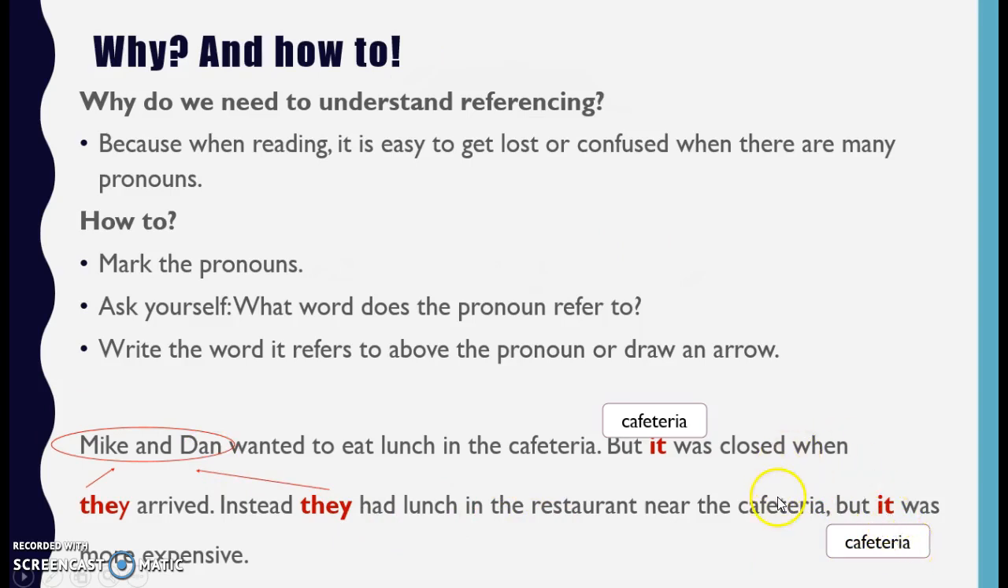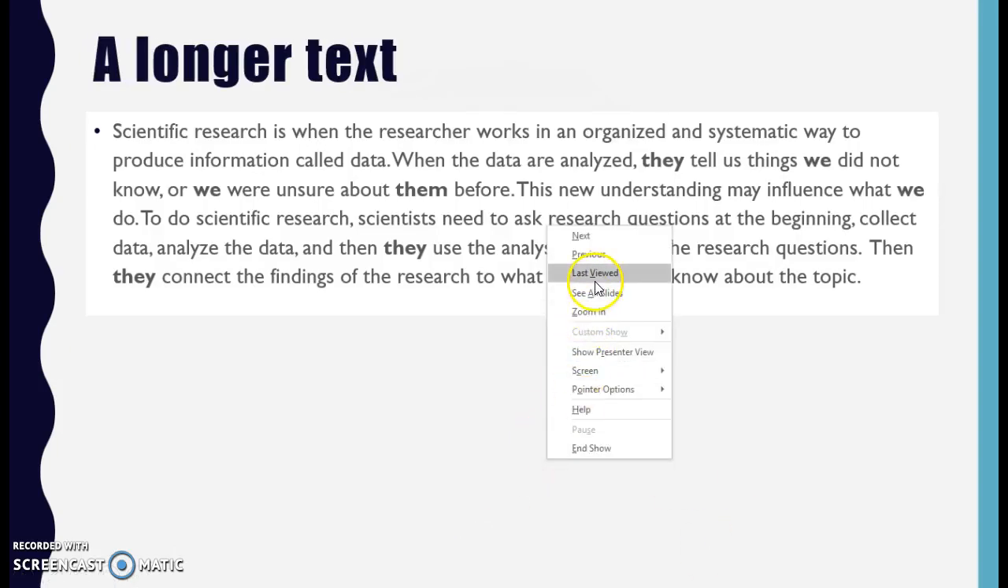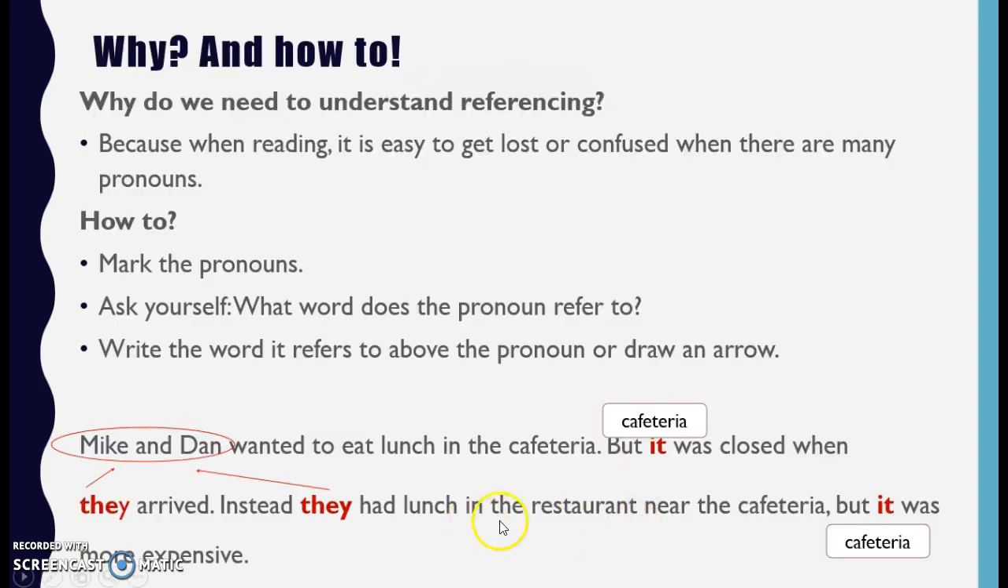Now here, what do we think? It's the cafeteria because it's closest. But no, what was more expensive, the cafeteria, the restaurant, or the lunch? So if we look and we say, it was the lunch that was more expensive. Sorry, let's go back here. It was the lunch that was more expensive, not the cafeteria.